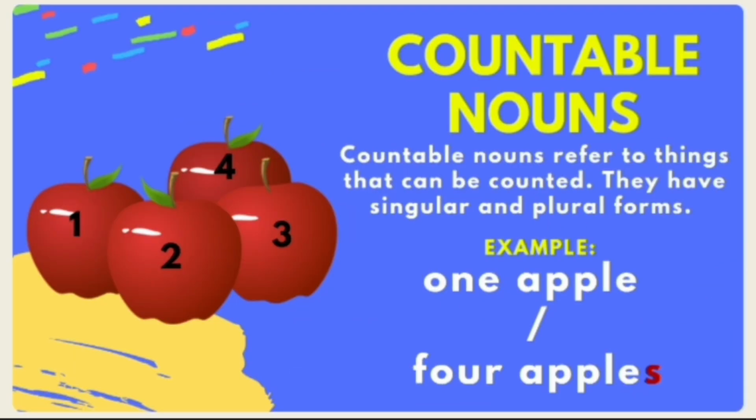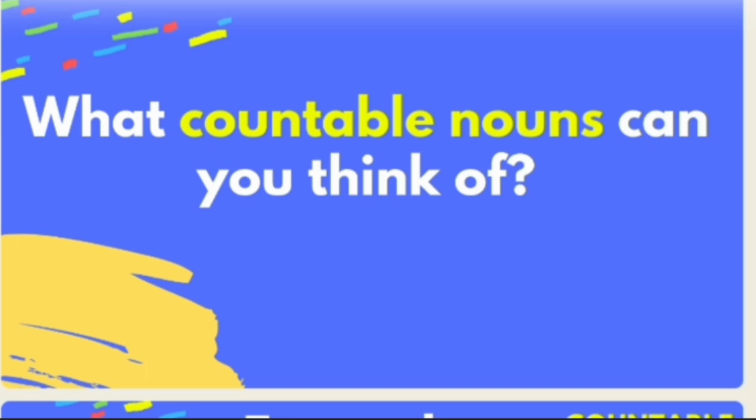Countable nouns. Countable nouns refer to things that can be counted. They have singular and plural forms. Example: 1 apple / 4 apples. What countable nouns can you think of?